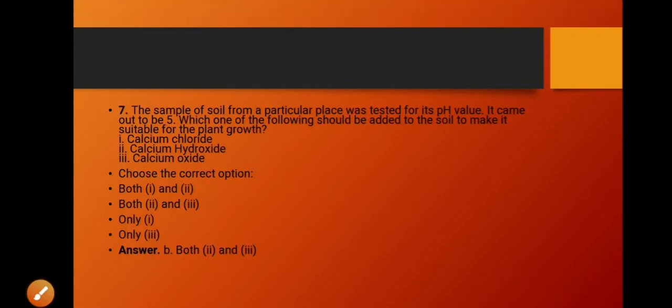Next question is: a sample of soil from a particular place was tested for its pH value. It came out to be 5. Which one of the following should be added to the soil to make it suitable for plant growth?